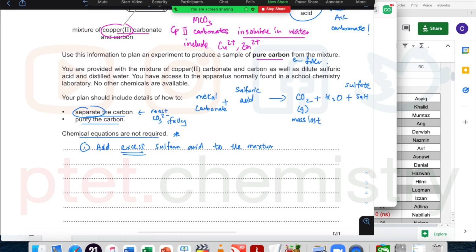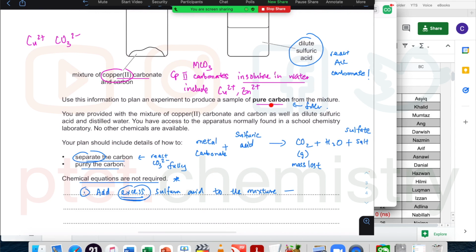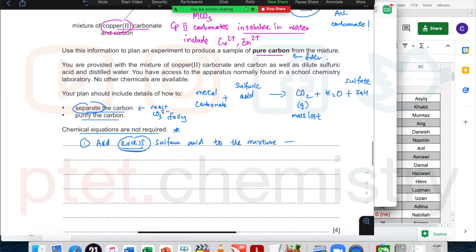The thing is, how would you be able to tell it's in excess? Why is it in excess? Because I want all the carbonate to react, then all my insoluble stuff is just the pure carbon. So what I have then is until no more effervescence or no more bubbles is produced. So there are two observations: until no effervescence is observed, effervescence meaning rapid bubbling, or until no more solid remains. Actually, no more solid remains is wrong, because carbon is insoluble. So carbon will always be solid remaining. You cannot say that because pure carbon is insoluble.